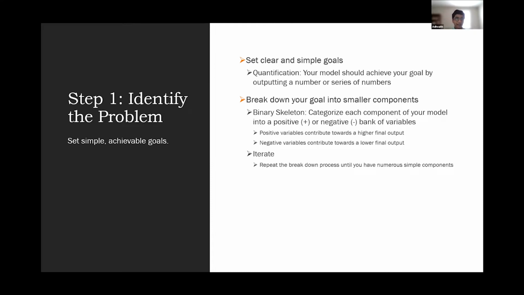And the skeleton part comes from the fact that we have numerous components that we string together, and the positive components are added together. The negative components are subtracted from those positive components. And this gives us a skeleton from which we can work with to make a more complex and more accurate model.